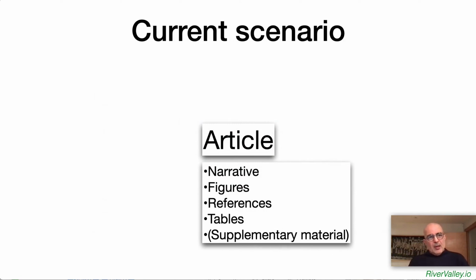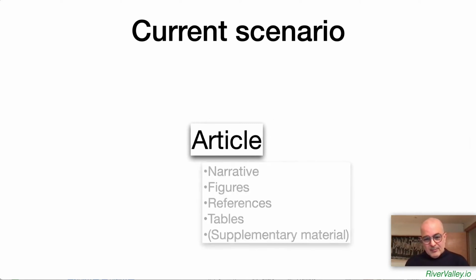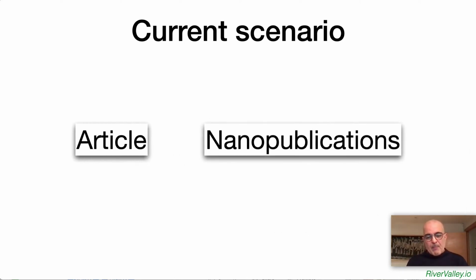Now, the scenario right now is if you have a normal paper published, the article has a narrative, it has figures, references, tables, and if you're lucky, it has supplementary data. Not always very good, but better than nothing. And if you have a nanopublication, these are generally separate things, right? So you have the narrative on the left and you have the nanopublication. They can be linked, of course.